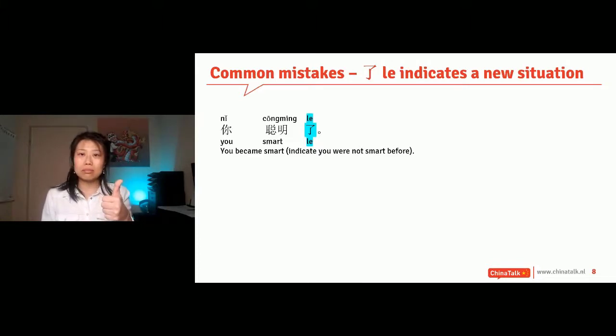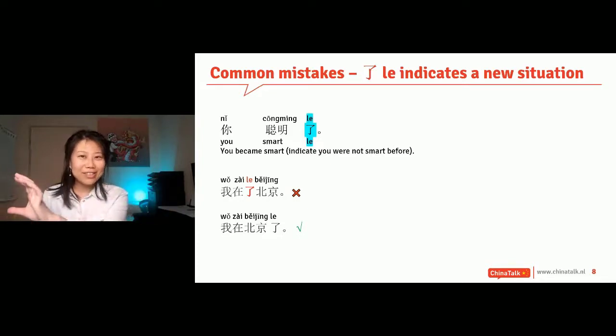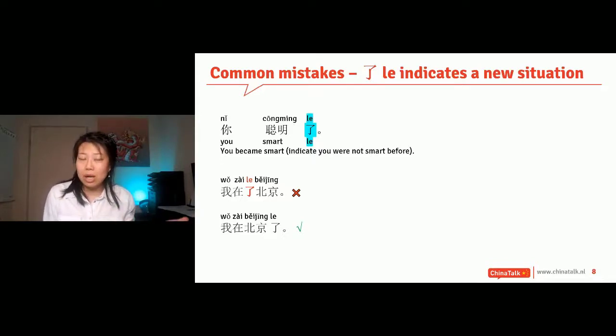You're smart. Okay. And I go back to the very beginning. We have this sentence. It's not correct because 了 is not past tense. But if you change the location of 了, 了 shows a new situation. 我在北京了, which shows 我在北京, I'm in Beijing, is a new situation. That's a perfect sentence. So before I was not in Beijing, now I am in Beijing. So 我在北京了. Okay, I hope you get this.